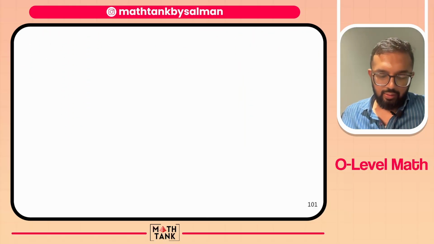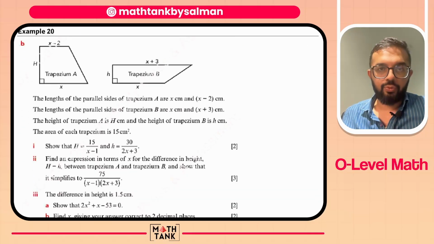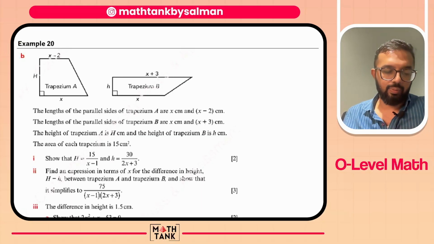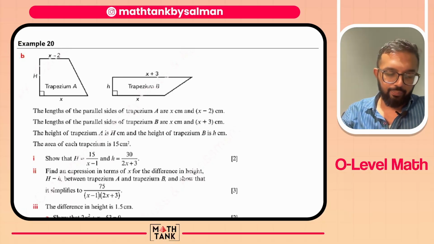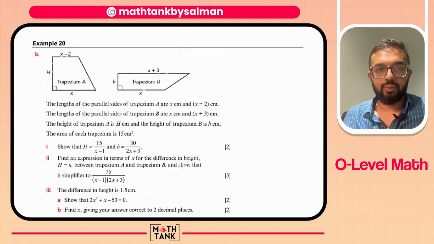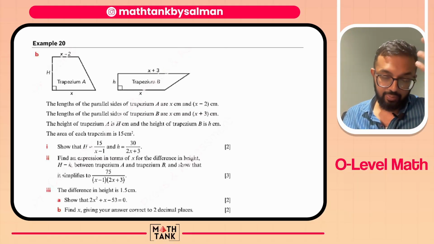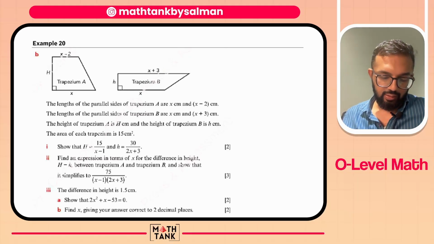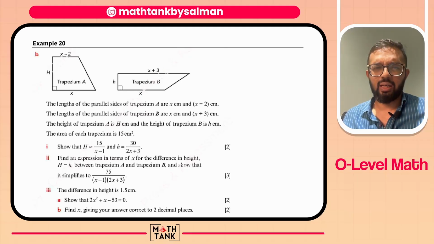Okay, then I think there can be some word problems on algebraic fractions as well. This is one of the cases where you have a word problem on algebraic fractions. This one says the lengths of the parallel sides of trapezium A are x centimeters and x minus 2 centimeters. The lengths of the parallel sides of trapezium B are x and x plus 3. The height of trapezium A is capital H and the height of trapezium B. So this looks more like an algebra word problem.